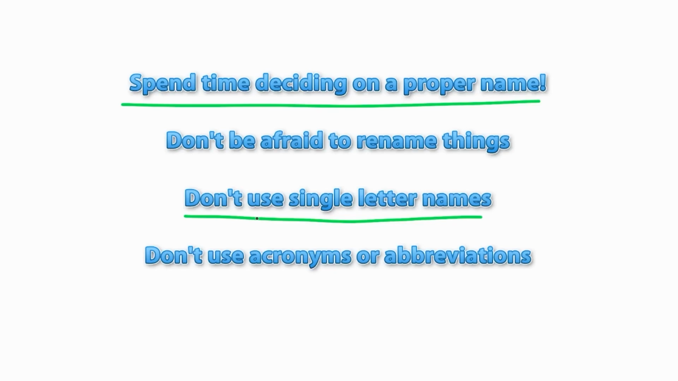The only exception for that would be iterators on a for loop. For those, it's perfectly fine to use just an I or a J. But for pretty much anything else, use a proper name and not a single letter. Related to that, also don't use acronyms or abbreviations. Those might seem really clear to you right now when you're writing the code, but in a few weeks when you yourself get back to the code, you might not remember what those mean.